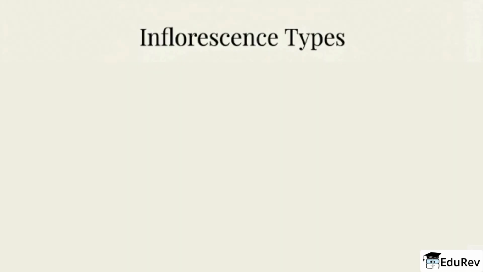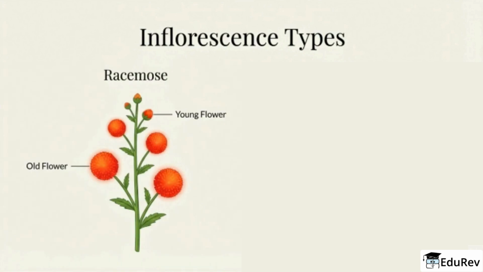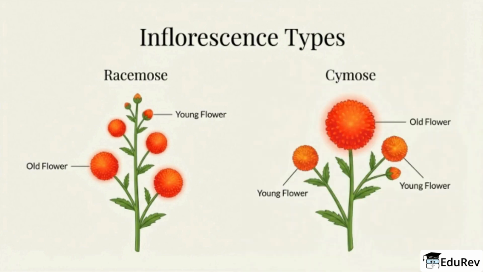Flowers are often grouped on an axis in predictable patterns called inflorescences. Two broad types are racemose and cymose. In racemose inflorescences, the youngest flowers are at the tip and the axis continues to grow. While in cymose types, the terminal flower blooms first, so further growth is from lateral buds, producing older flowers toward the center. Observing the sequence of flowering helps distinguish these types.